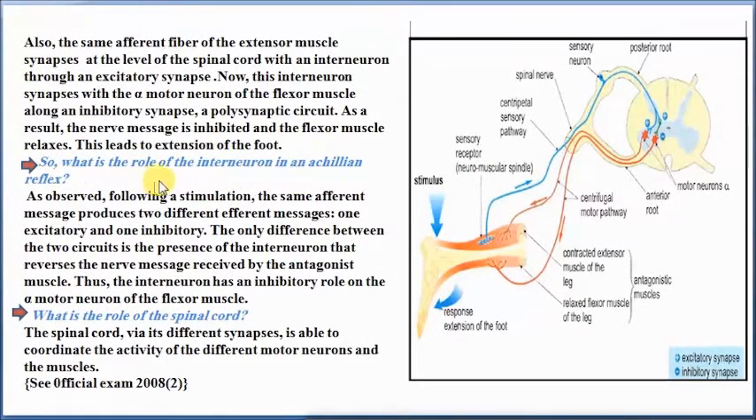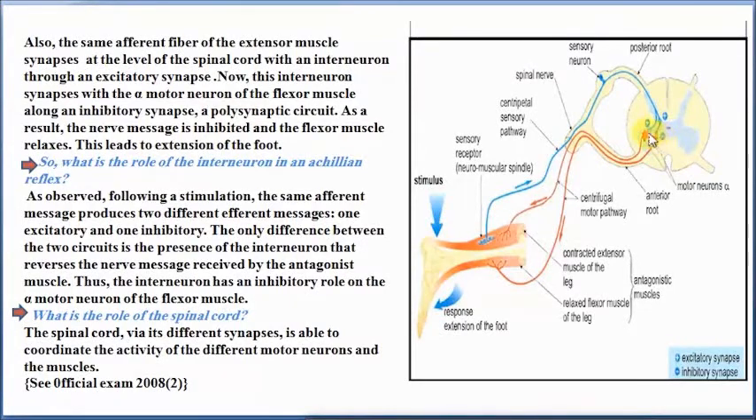Now we come to the question: what is the role of the interneuron in an Achillean reflex? This interneuron here, by now you must have guessed, has an inhibitory role on the alpha motor neuron of the flexor, because as observed following a stimulation, the same afferent message is going to produce two different efferent messages. One is excitatory and one is inhibitory.